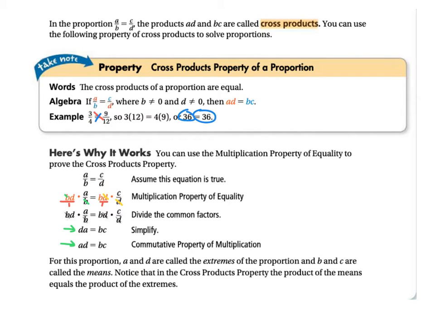The big important thing here is that in proportions, you can multiply the diagonals and set them equal to each other, and you can solve if you're missing a value. Look at how this works.